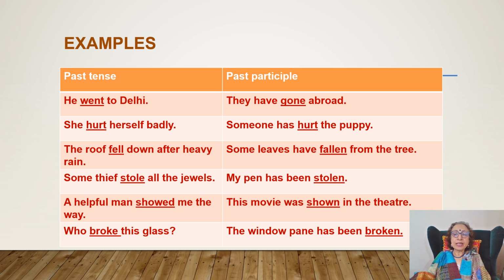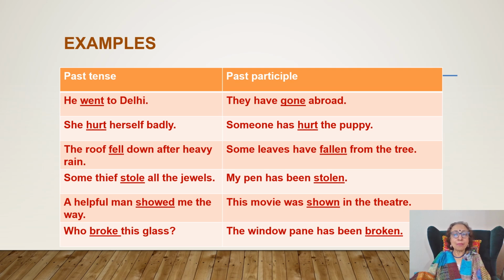So he went to Delhi, they have gone abroad. She hurt herself badly, someone has hurt the puppy. The roof fell down after heavy rain, some leaves have fallen from the tree. Some thief stole all the jewels. My pen has been stolen. A helpful man showed me the way. This movie was shown in the theater. Who broke this glass? The window pane has been broken.